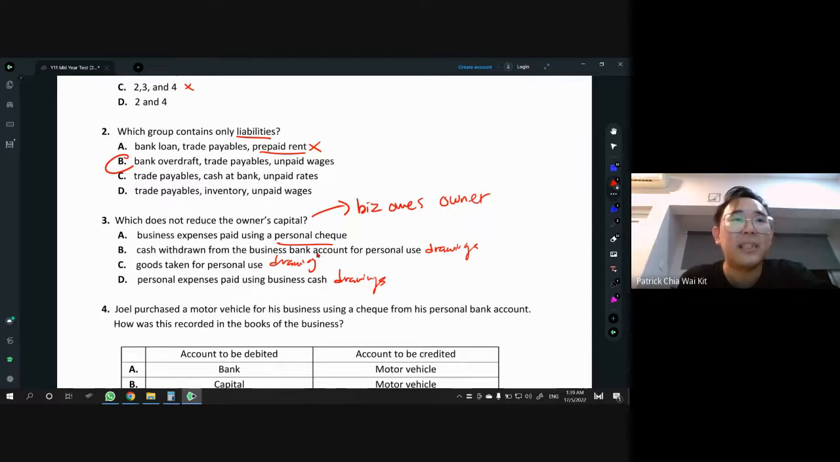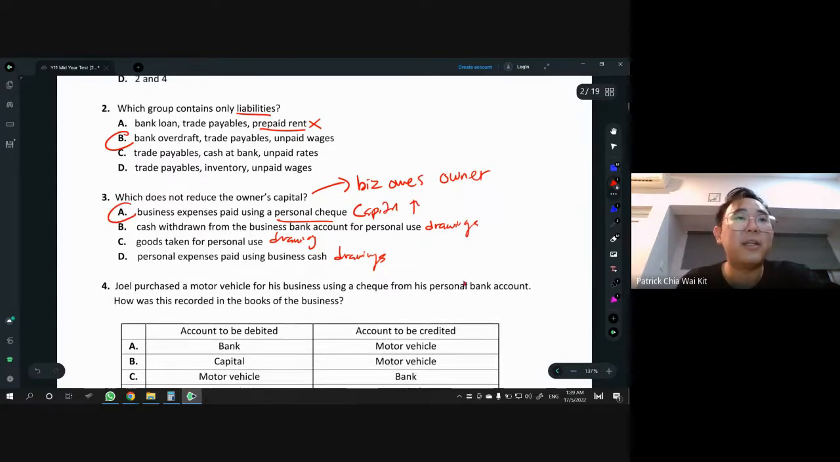Business expenses paid using a personal check means the owner is putting more money in. That means the capital is increasing, capital is going up here. So therefore, A is the answer. Sorry, my bad, I read it wrongly.